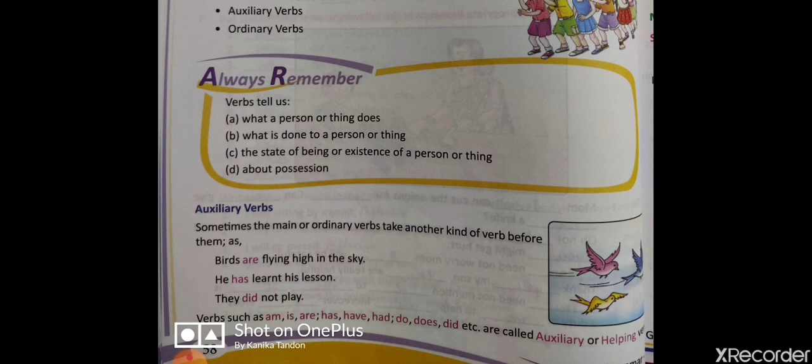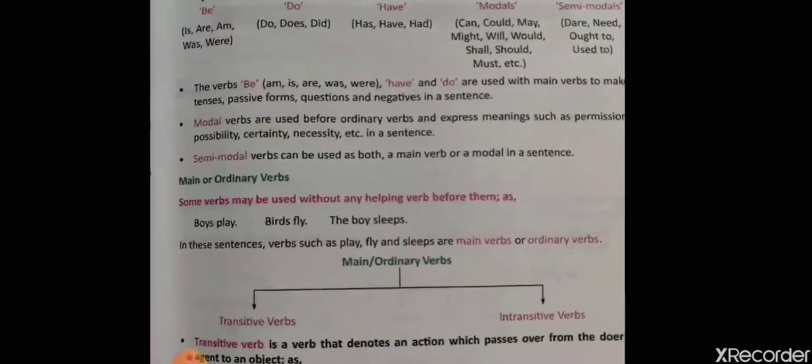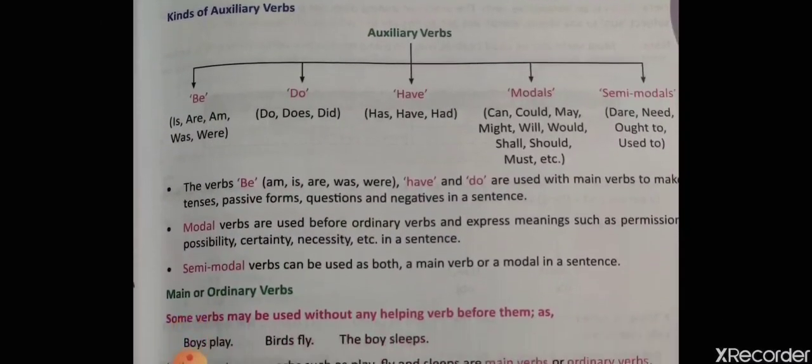Is, are, am, has, had, have, do, does, did, could, can, may, might, will, would. These are what? These are the helping words. So helping verbs are known as auxiliary verbs. These are placed just before the verb itself. There are some other examples on the next page of auxiliary verbs.